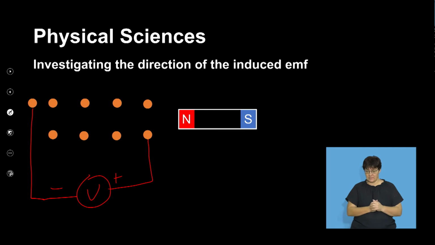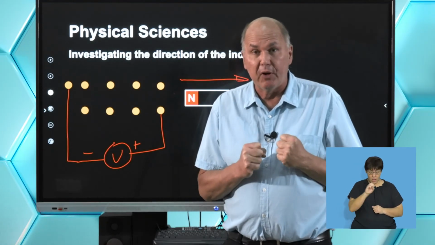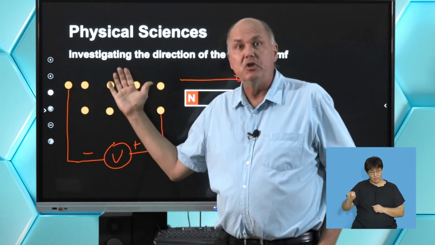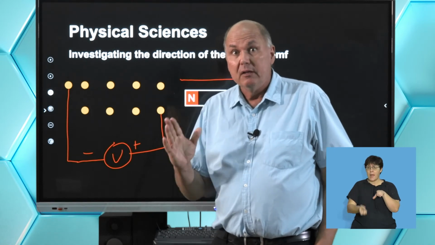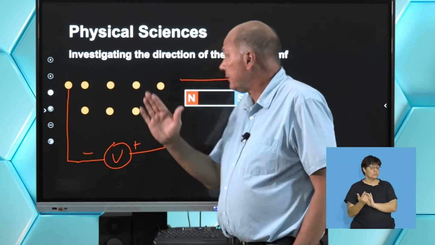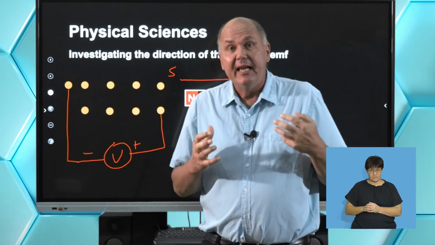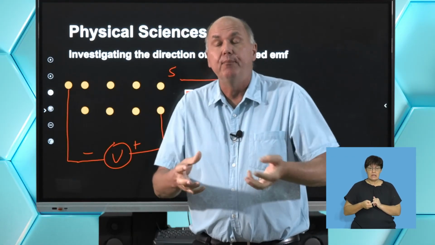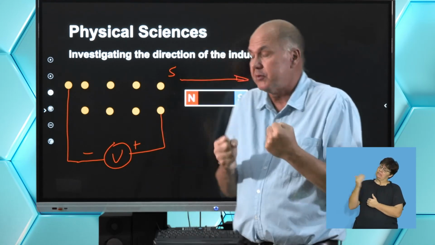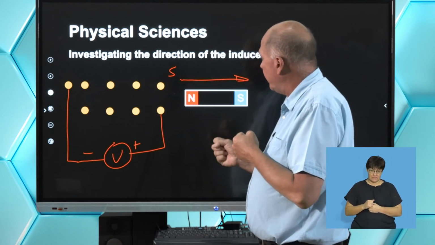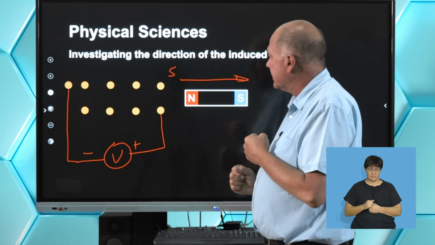Let's say, in this case, we're going to move the North Pole away. Think about it. If we're moving the North Pole away, what's going to happen to the end of the coil? Well, according to Lenz's law, this end has to become a south end because it's going to oppose the motion that is being made. It tries to undo and put back where it was. So it calls the magnet back to where it was. So it's going to make that end the south pole.